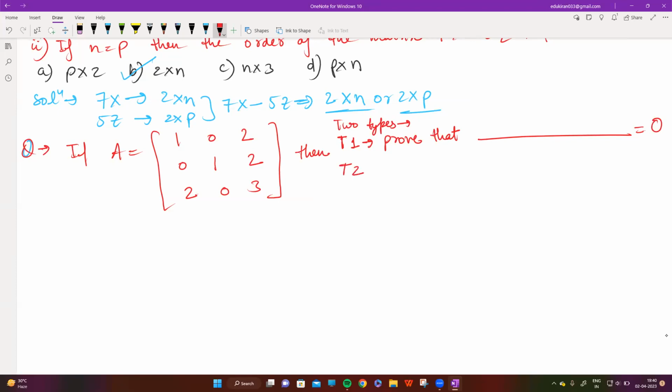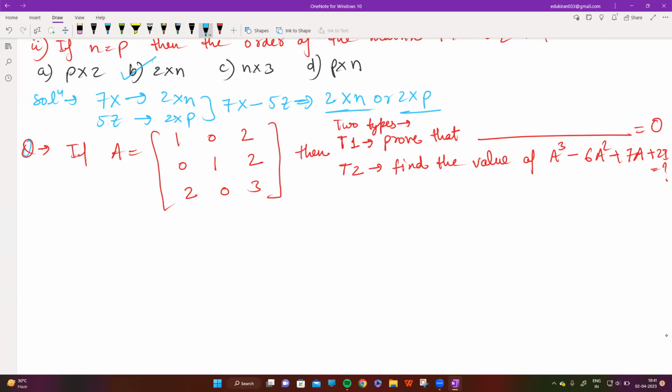Or type two, find the value of, either they will say find the value of A cube minus 6A square plus 7A plus 2I. So either they will give you an expression in A, and they will tell you to prove it equals 0, or they will tell you to find the value of some expression. Questions belong to two types.